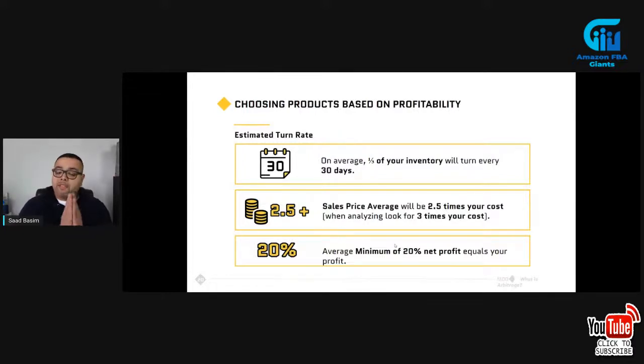So for example, if I sell $100, I want to make net profit in my pocket after everything said and done, 20%. Now, this is the minimum. This is the minimum for people who are starting with smaller inventory or beginners. I think they should aim for 20%.